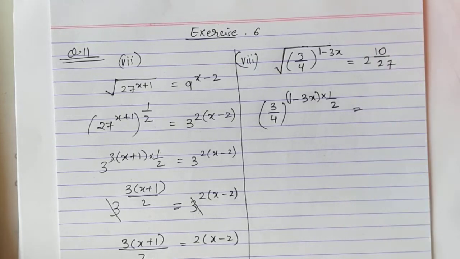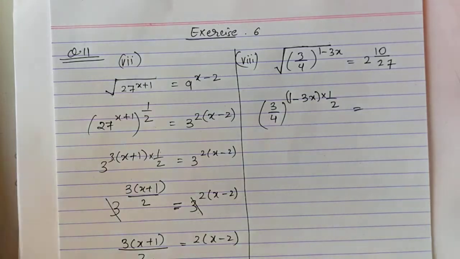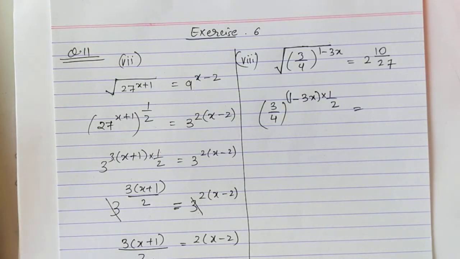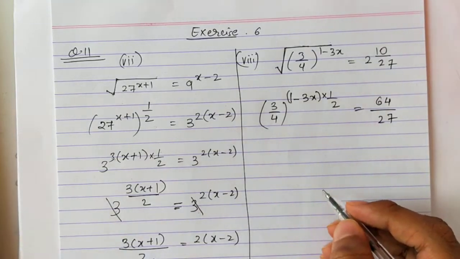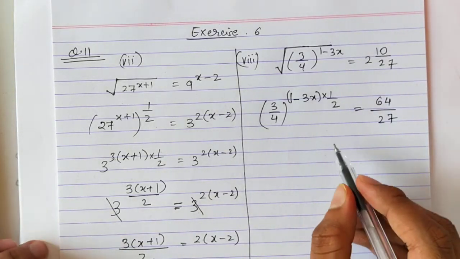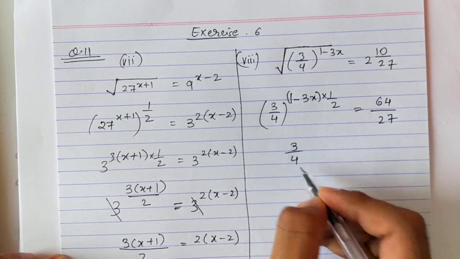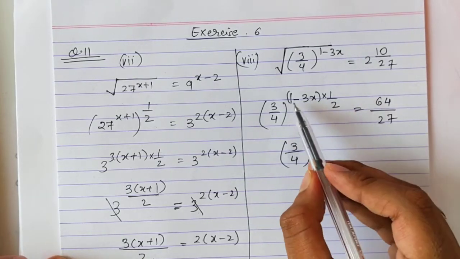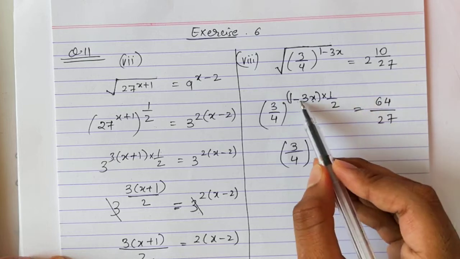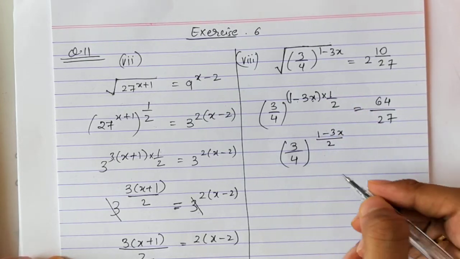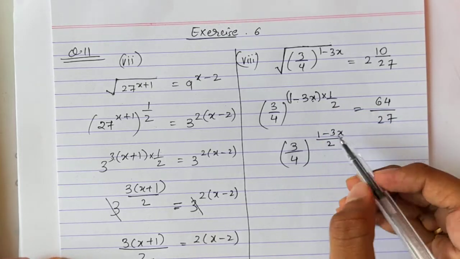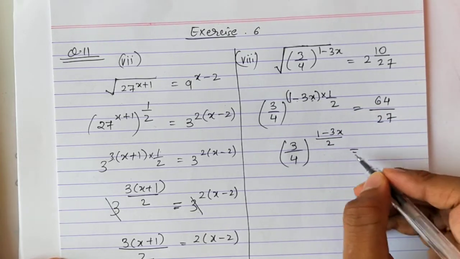I'll solve this mixed fraction also. This is a mixed fraction, 2 10 upon 27. So 27 into 2 plus 10. That will give me 64 upon 27. 3 upon 4, 1 minus 3x into 1. 1 minus 3x into 1 is nothing but 1 minus 3x upon 2. I just simplified it. Okay. So 1 minus 3x upon 2 is equals to.